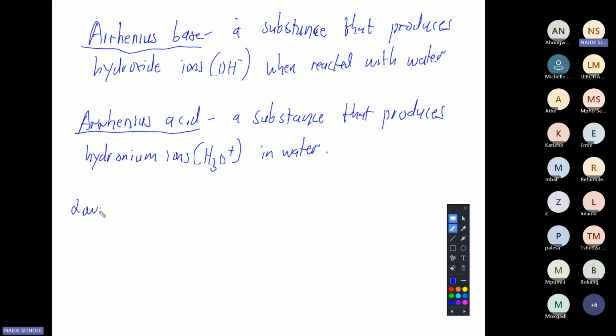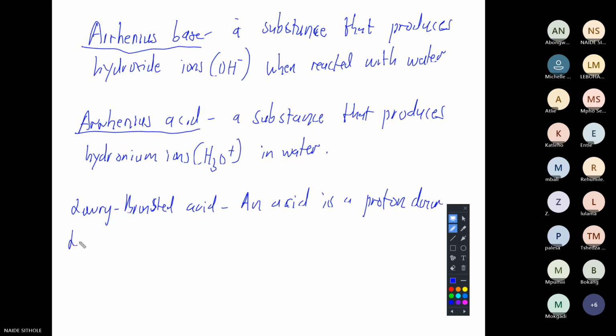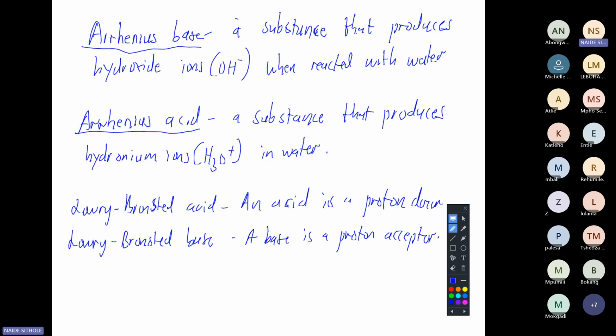Then obviously with Lowry-Brønsted acid, we say an acid is a proton donor. We all know it, we sing it. And then a Lowry-Brønsted base, we say a base is a proton acceptor. Yes. So know your definitions. If they ever pull up with Arrhenius, then be prepared.